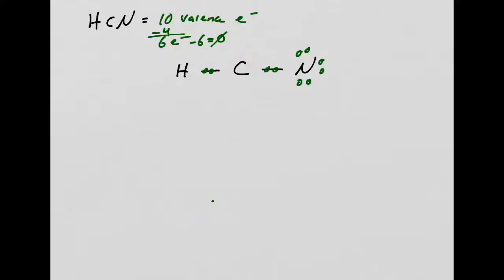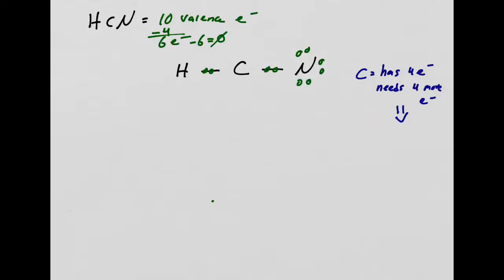Let's go to my center atom. Is carbon happy? Carbon is not happy. Carbon has 1, 2, 3, 4. Carbon only has 4. Now, how many more does it need? I'm going to make sure you really understand this. Right now, it has 4 electrons. It needs how many more? It needs 4 more electrons, okay? So carbon has 4 electrons, 1, 2, 3, 4. It needs 4 more electrons.